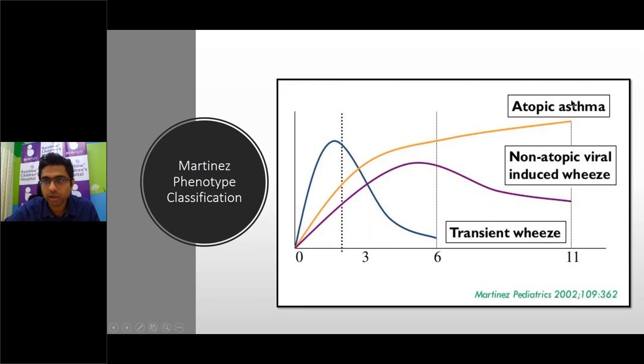Other wheezers are known as non-atopic wheezers. Wheeze starts before 3 years and peaks at around 5-6 years, but there is no wheeze beyond 6-7 years. The important category is what is called atopic wheezers or atopic asthma. It starts below 3 years, peaks at 5 years, and continues well beyond 5 years. This is called atopic asthma.